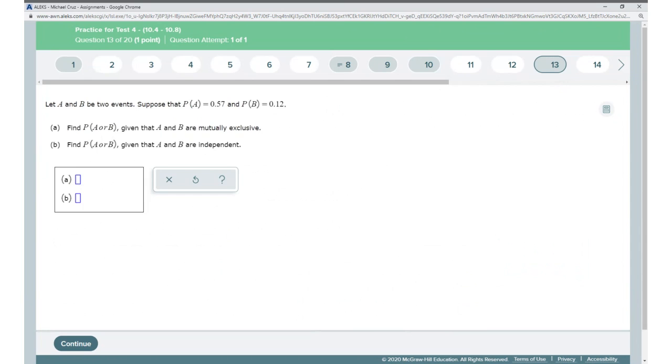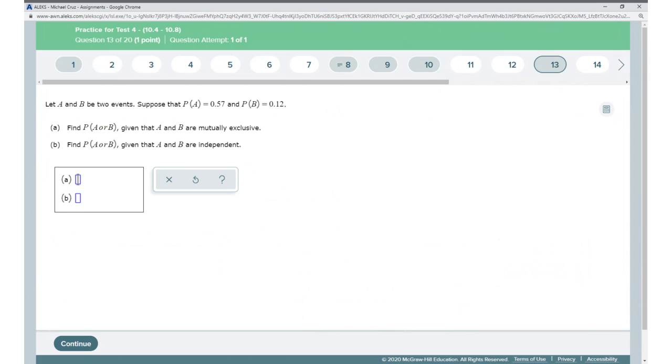Now, you have to watch what the wording of these problems is, because sometimes they'll switch things around. You may have this problem in one iteration, and then for the next iteration, they'll swap A and B. Given A is 0.57 and B is 0.12, part A says find the probability of A or B given that A and B are mutually exclusive, and part B says find the probability of A or B given that A and B are independent. All right, so two different scenarios.